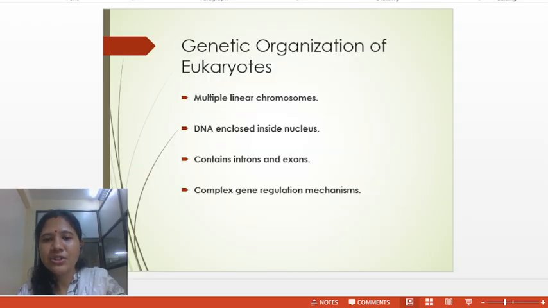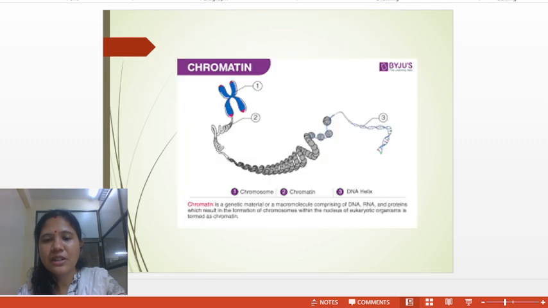And for the genomic organization of eukaryotes, multiple linear chromosomes are present, the DNA is enclosed inside the nucleus, it contains introns and exons, and complex gene regulation mechanisms are involved. So here it is more complicated. With the DNA helix, chromatin is present where the DNA helix is wrapped, and then it forms the whole set of chromosomes.